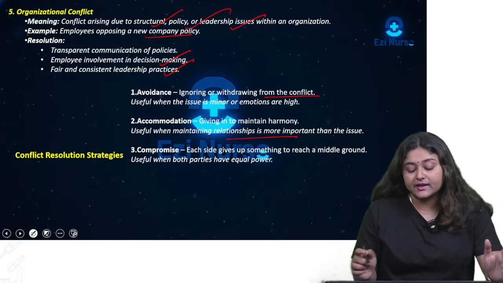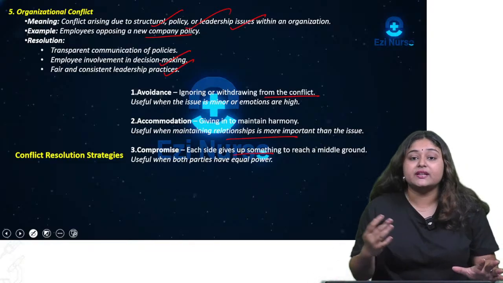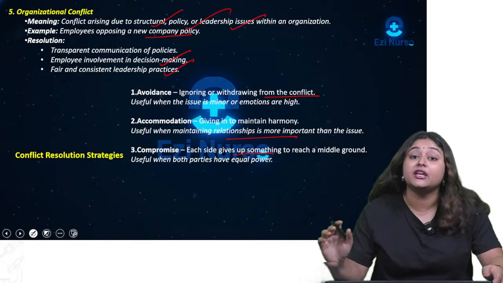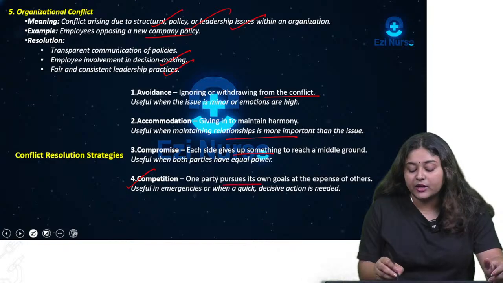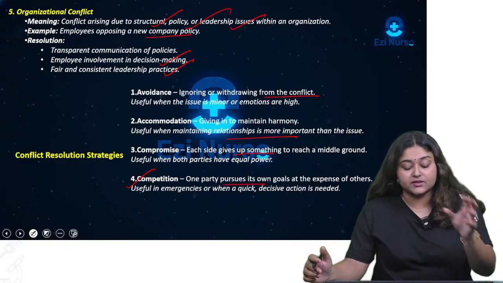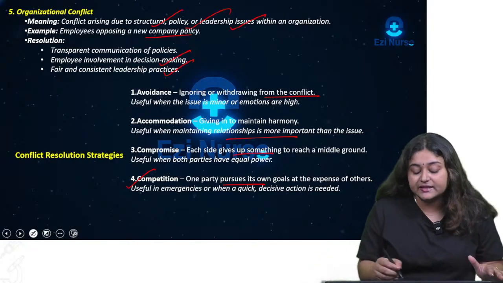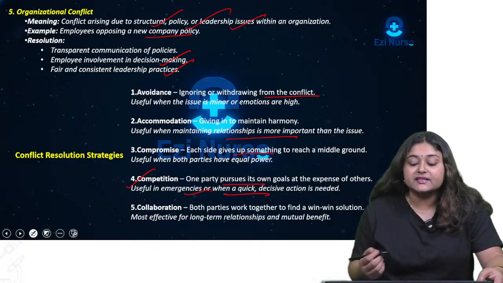Next is compromise. Each side gives up something to reach a middle ground. So it is useful when both parties have equal power in that particular situation. Now come to competition. One party pursues its own goals at the expense of others. It is mainly useful in emergencies or when a quick decision or action is needed.